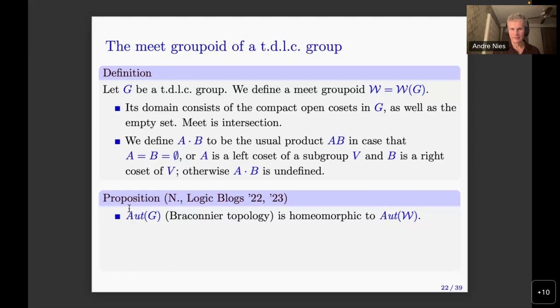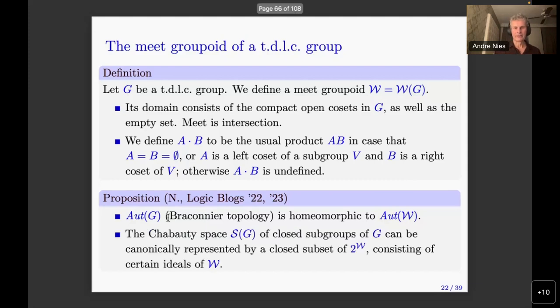And that shows, of course, that it's totally disconnected because W is a countable structure, which is known otherwise, but it makes it quite transparent why. And another object people study is the Chabauty space, which is a compact space defined on the set of all closed subgroups. So similar to Stone duality, I can represent the closed subgroups by certain ideals in the meet groupoid, and they form a closed subset of just 2 to the W, meaning the Cantor space based on W. So that makes it a compact, totally disconnected space, and it's homeomorphic to S of G. Okay, so you get a nice way to see those two objects related to G.